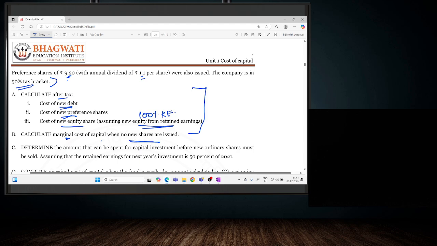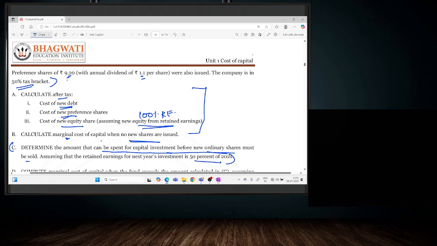Determine the amount that can be spent for capital investment before ordinary shares must be sold, assuming that the retained earnings for the next year is 50% of 2021. What they are asking us to calculate is the amount that can be spent for capital investment before new ordinary shares. So what is the requirement?